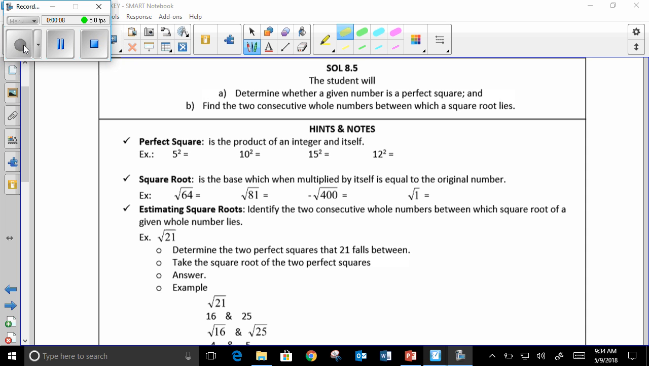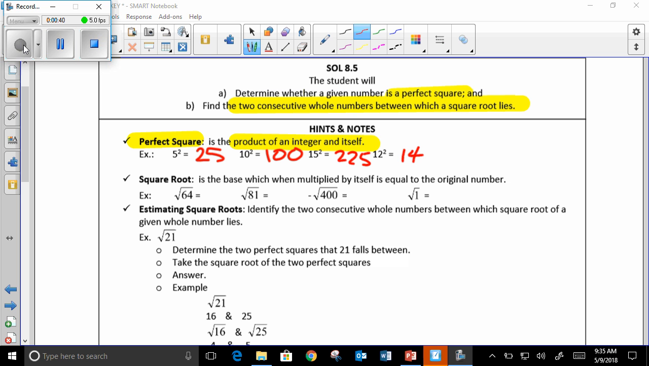8.5. Today we're going to be talking about perfect squares and two consecutive whole numbers between which a square root lies. A perfect square is the product of an integer and itself. So for example, 5 squared is 25, 10 squared, 15 squared, 225, 12 squared, 144, right.